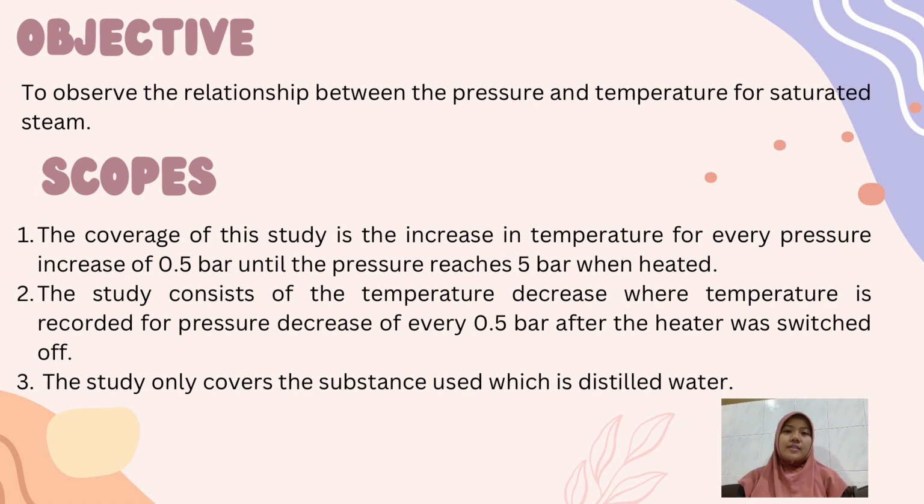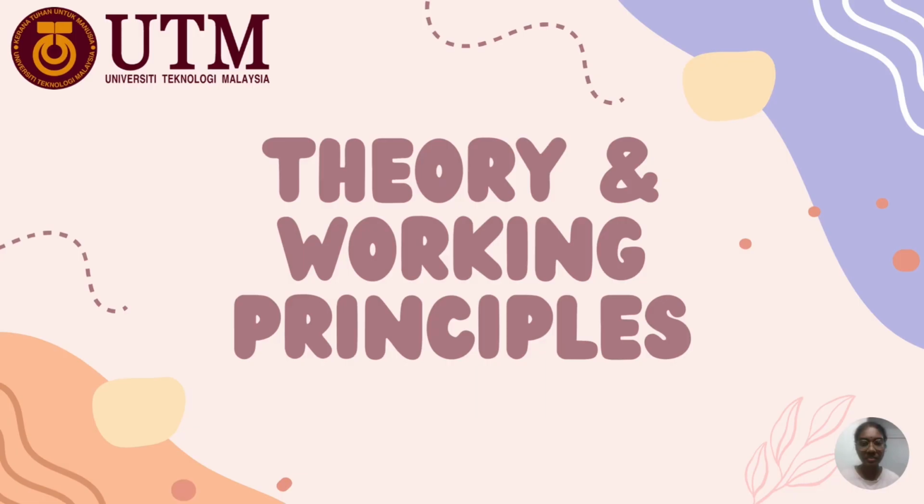The objective of this experiment is to observe the relationship between the pressure and temperature for the saturated steam. There are three scopes for this experiment. The first one is the coverage of this study is the increase in temperature for every pressure increase of 0.5 bar until the pressure reaches 5 bar when heated. Second, the study consists of the temperature decrease when temperature is recorded for the pressure decrease of every 0.5 bar after the heater was switched off. Third, the study only covers the substance used, which is distilled water.